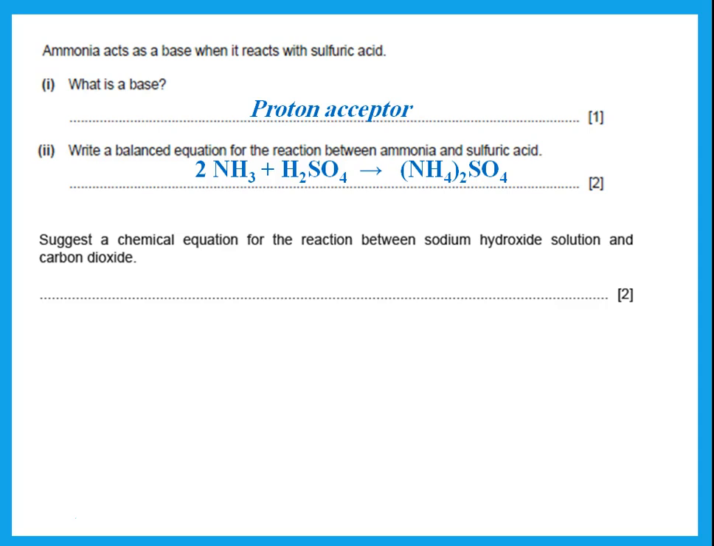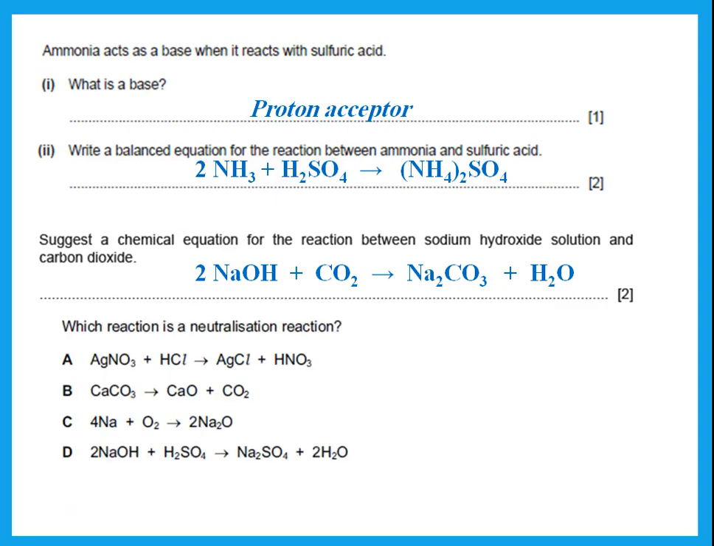Okay, now the chemical equation for the reaction between sodium hydroxide and carbon dioxide. Sodium hydroxide is a base, and we said a base, when it reacts with something, that thing must be acidic. And actually that is correct. Carbon dioxide is an acid. So when it reacts with it, it will form sodium carbonate plus water. And then you balance. Okay?